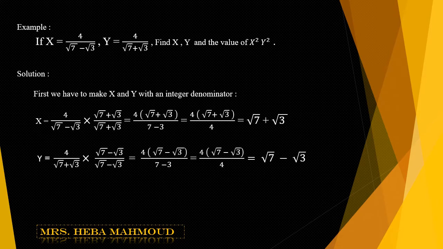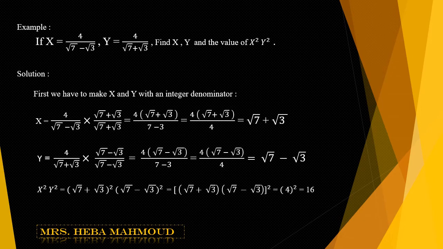Now the same way we will write y. Y, which is 4 over root 7 plus root 3, so we multiply it by a new fraction with numerator and denominator root 7 minus root 3, the conjugate of the denominator. So it will be root 7 minus root 3 over root 7 minus root 3. So equal 4 times root 7 minus root 3, and in the denominator will be 7 minus 3. 7 minus 3 will be 4, and we'll cancel 4 with the 4, so it will be root 7 minus root 3.